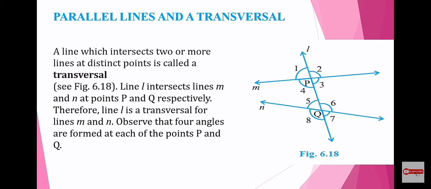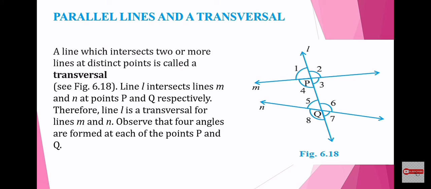So, in figure 6.18, line L intersects lines M and N at points P and Q respectively. Therefore, line L is a transversal for lines M and N, because line L intersects line M and line N at distinct points.